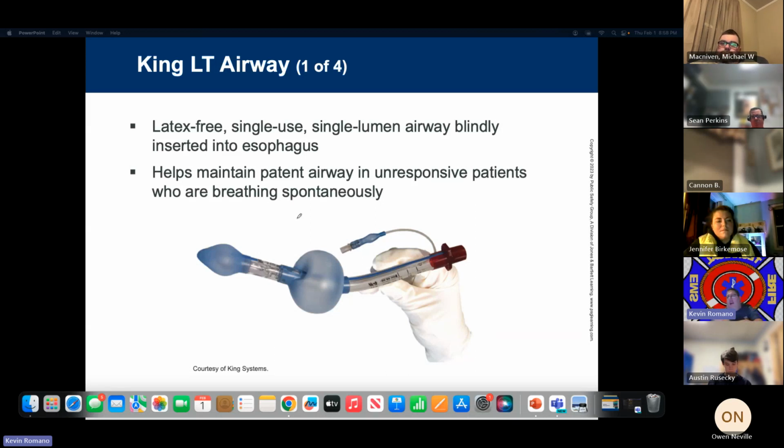So the King LT airway, this is what they call an SGA, or supraglottic airway device.